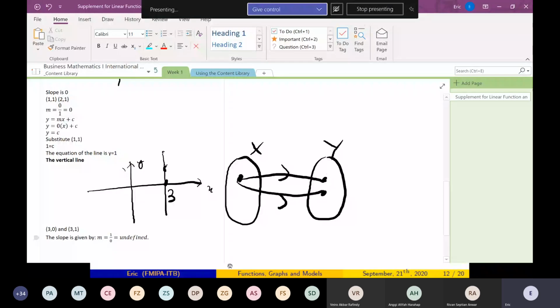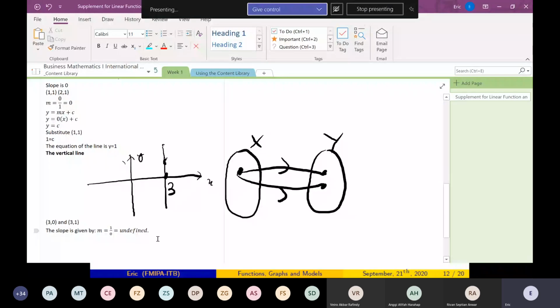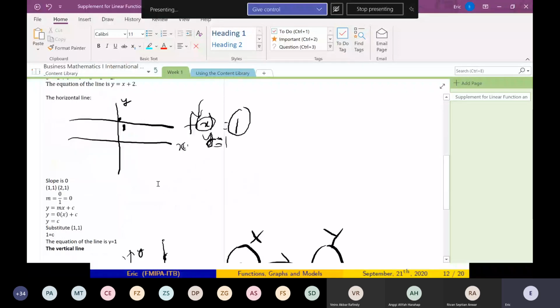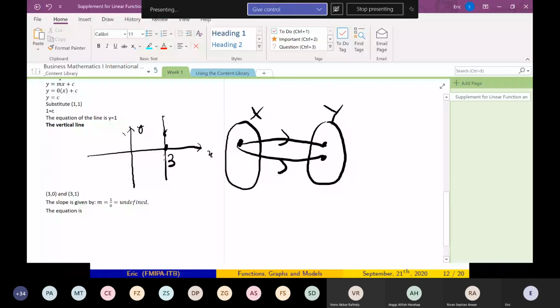So what is the equation? The slope is undefined. But what about the equation? Can you guess? Look, if this is y equals 1, all y equal 1. What about this one? The equation is?